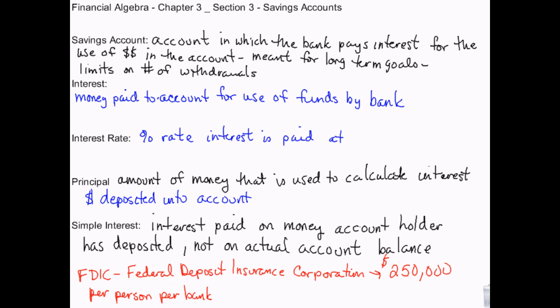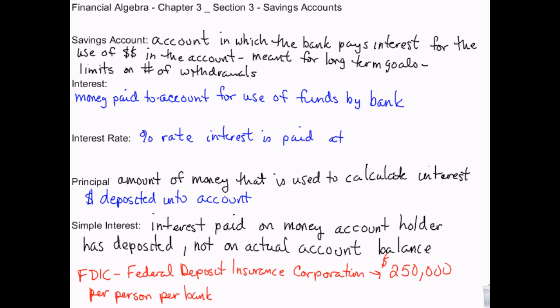And if you have 17 accounts at the same bank, it's not $250,000 per account. It's $250,000 total for that bank. So if you become rich and have lots and lots of money, $250,000 maximum at any one bank, so that it's completely insured.